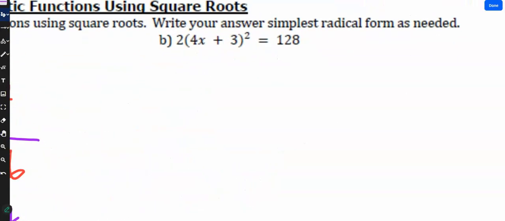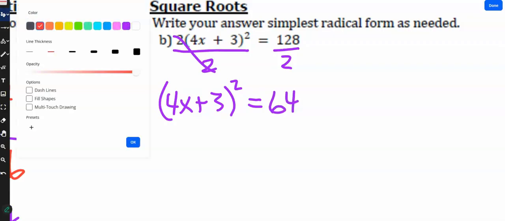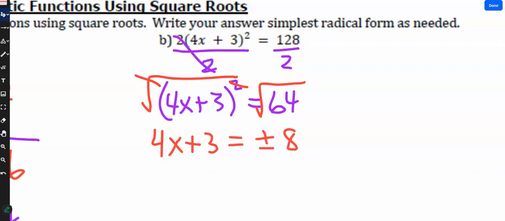All right, next one. So, trying to get the parentheses by themselves, so we're going to divide out the 2. So, 4x plus 3 quantity squared equals 64. Now, whatever you do, don't FOIL this stuff, because that would be a waste of time. All right, we're going to take a square root and the square and the square root cancel each other out. 4x plus 3 equals plus and minus 8.